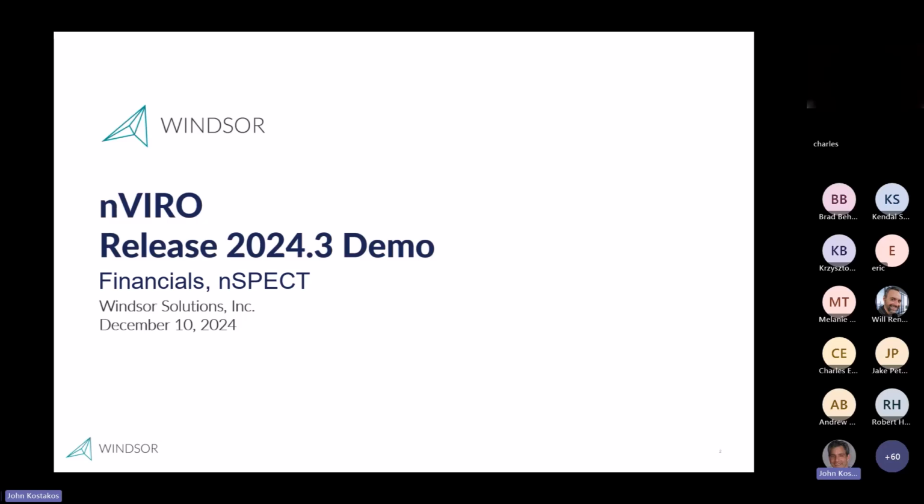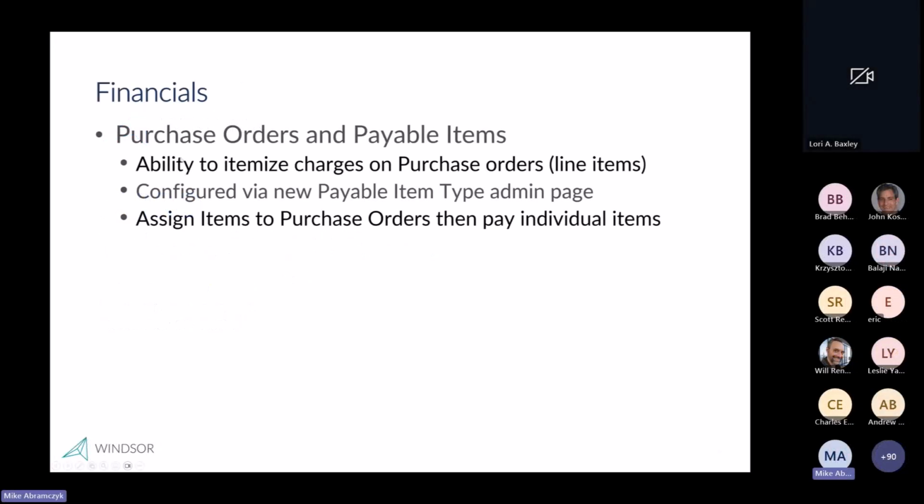Switching gears over to financials, and this first one is really environmental project financials. A number of releases ago, we introduced payable tracking, or accounts payable tracking, and the initial implementation, essentially, you would have a parent purchase order that had a lump sum amount, and then payables and payable items underneath that purchase order that represent what the agency actually paid out to their vendors.